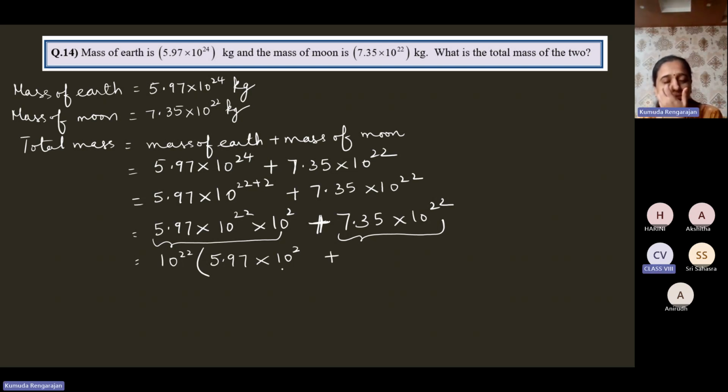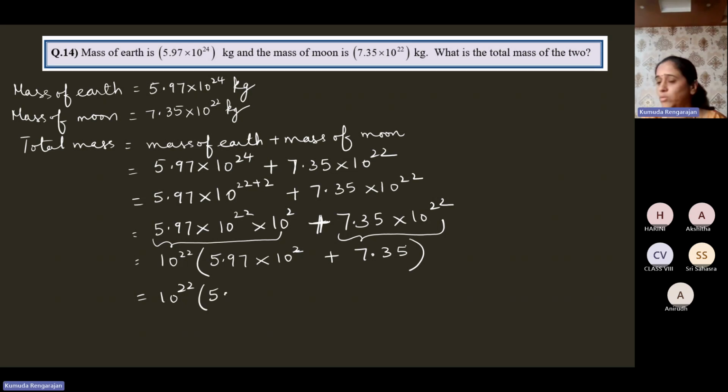Akshita, is this okay? You have a doubt here? From here only I couldn't understand. I stopped till the third step. Now do you understand? Yes, ma'am, now I can understand. Now you tell me, Akshita, what now? Plus 7.35, because 10 to the power 22 is outside common. Yes, ma'am.